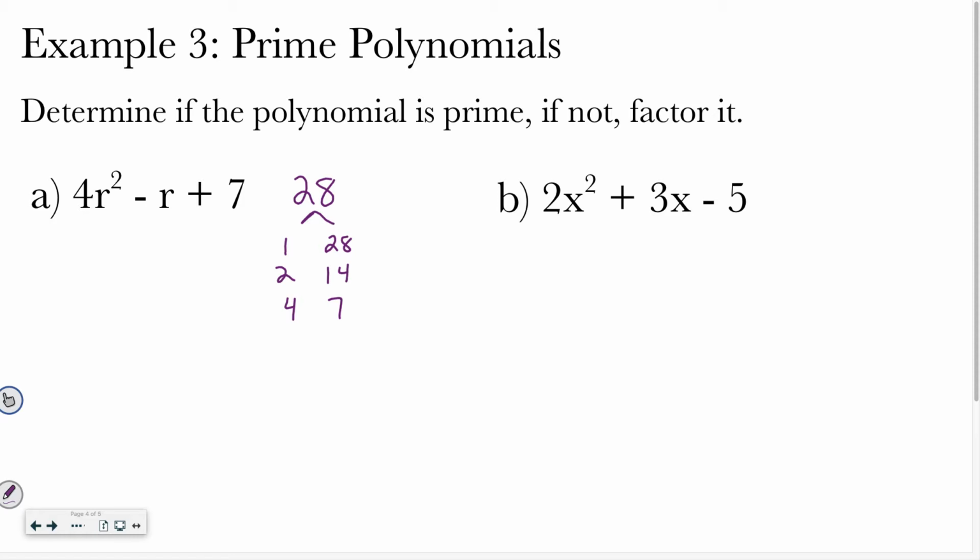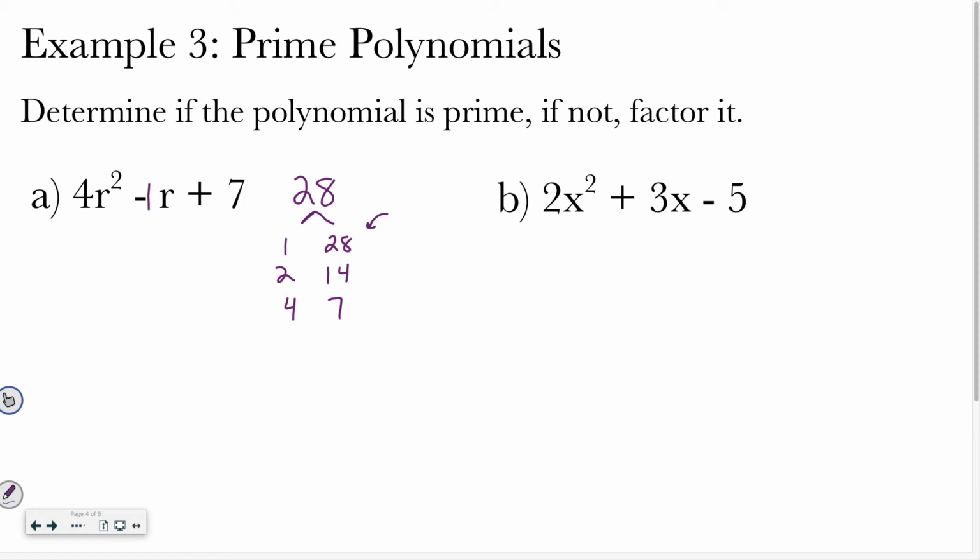And is there any way that I can add, if I have a positive here, that means that I have either 2 positives over here, or I have 2 negatives over here. So I could either have a positive 1 and 28, that would give me 29.